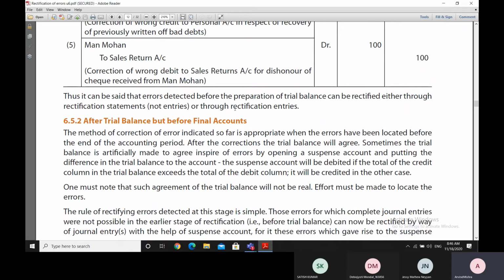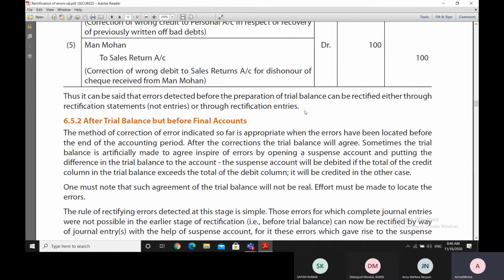So we can say that errors which are detected before the preparation of trial balance can be rectified either through rectification statements or through rectification entries. Where we are making rectification entries, which means journal entries, we can make the corrections through journal entries, or we can make the corrections through a rectification statement also, as we have seen in the above examples. This is a case where errors are detected before the preparation of trial balance.